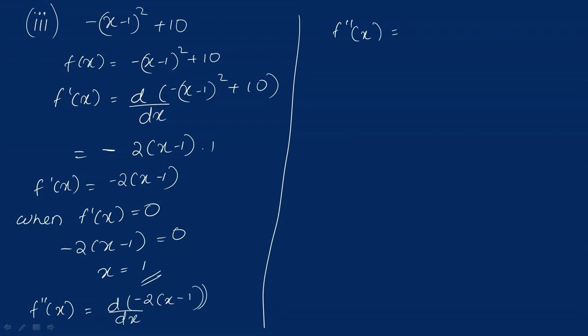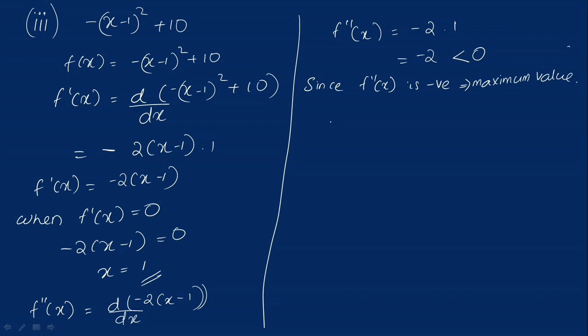Now we will be finding f double dash of x, that is d by dx of minus 2 into (x minus 1), that is minus 2 into 1 itself. So minus 2. So f double dash of x is minus 2, which is less than 0. Since f double dash of x is a negative quantity, we will be having the maxima here.